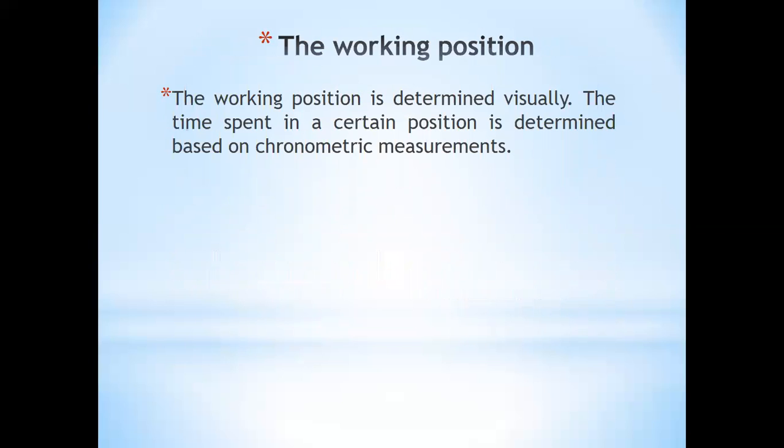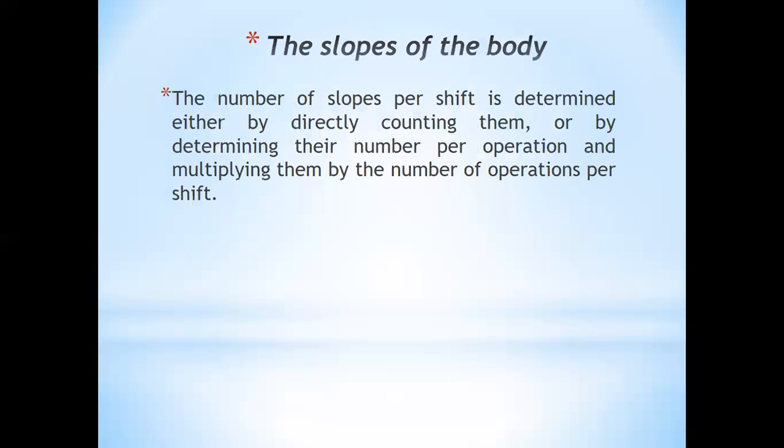The working position. The working position is determined visually. The time spent in a certain position is determined based on chronometric measurements. The slopes of the body. The number of slopes per shift is determined either by directly counting them or by determining their number per operation and multiplying them by the number of operations per shift.